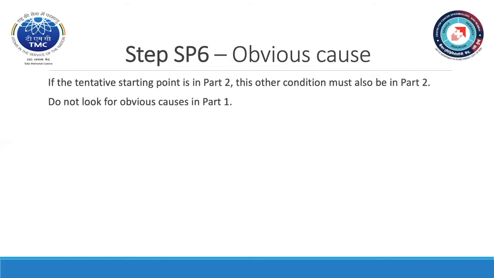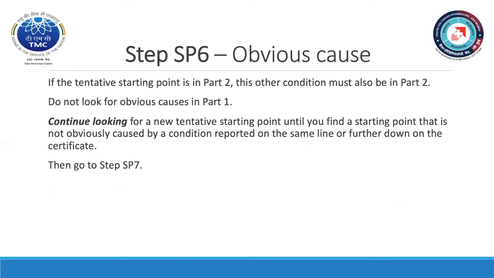If the tentative starting point is in part 2, this other condition must also be in part 2. Do not look for obvious causes in part 1. Continue looking for a new tentative starting point until you find a starting point that is not obviously caused by a condition reported on the same line or further down on the certificate. Then go to step SP7.